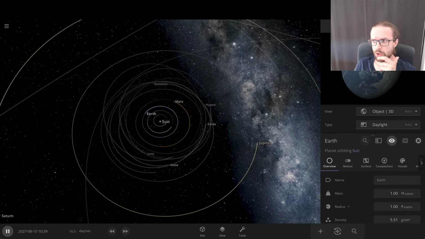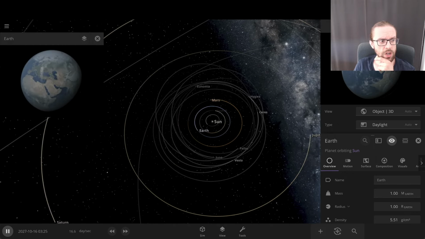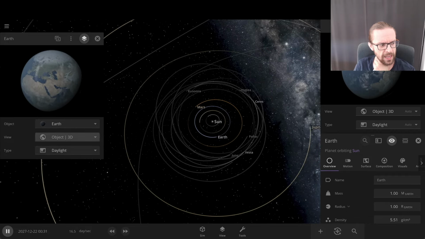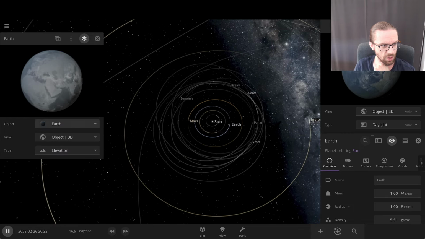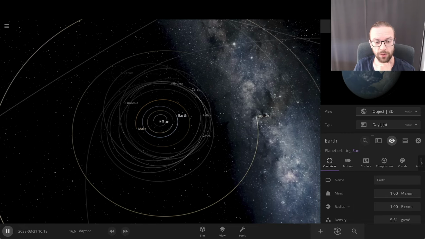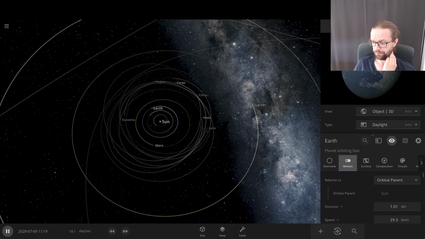You will not see the Earth now because my face is there. That's not a problem. There's a small icon here, the so-called show object data view. So we have the Earth here on the left-hand side, and there we can also display other things like surface temperature, elevation, and so on. But we don't care about the composition or atmosphere of Earth today. We care about the motion.